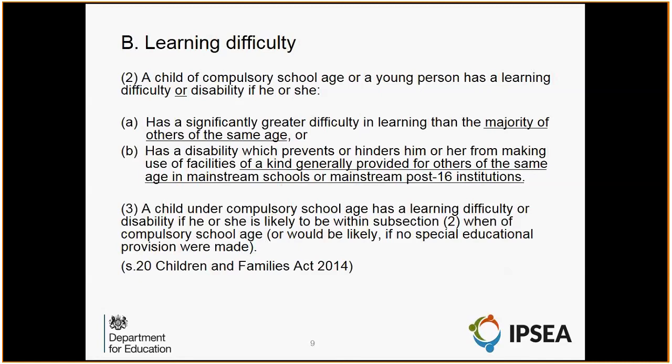It's a slightly different consideration for children under compulsory school age because we look forward and they'll have a learning difficulty or disability if they were likely to be within that definition if they were of compulsory school age, or would be if no special educational provision was going to be made. There is no clear distinction between what is a learning difficulty and what is a disability, and there will be a great degree of overlap there. And the key thing to remember is that just because a child might be academically able does not necessarily mean that they don't have special educational needs or a learning difficulty or disability.